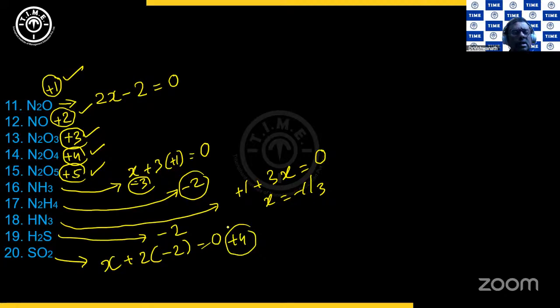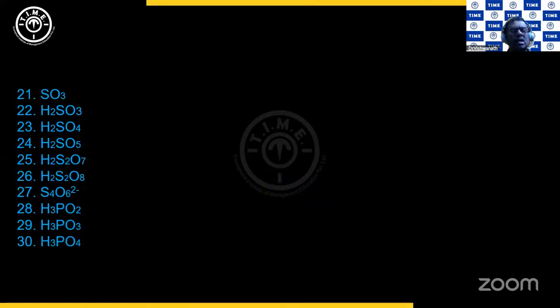Clear? So I wanted to do this 11 to 15. 11th we have done already. So 12 to 15, you can do it for yourself and then check whether they are really true. You may take a screenshot if you need. Clear? Now sulfur trioxide, this is +6. This is sulfurous acid, +4. Sulfuric acid, +6.